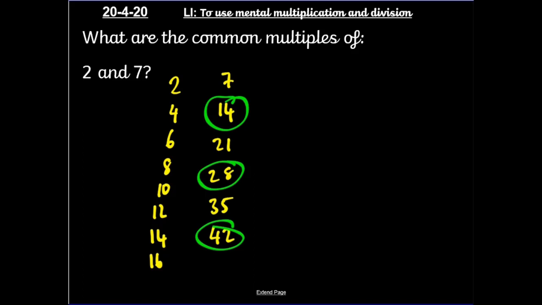Other ways you could have gone about this would have been, well, 2 times 7 is going to be 14. So, hold on, that must mean that 140 is in there as well. It must mean that 1,400 is in there as well. Of course it is, okay? Both 2 and 7 are multiples of these numbers, okay?